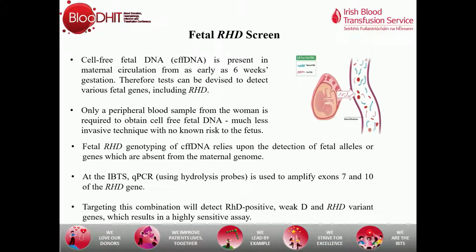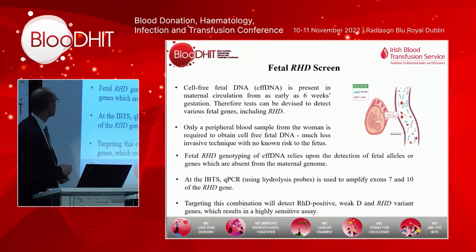In terms of what we're looking at, cell-free fetal DNA is a great potential source for non-invasive testing. So we take a peripheral blood sample from the woman and extract the cell-free fetal DNA, and then the genotyping relies on the detection of the fetal allele. In the woman who is RHD negative, not having the RHD gene, if there is an RHD positive fetus, then by qPCR, amplifying exon 7 to 10 of the RHD gene, we'll be able to detect that.